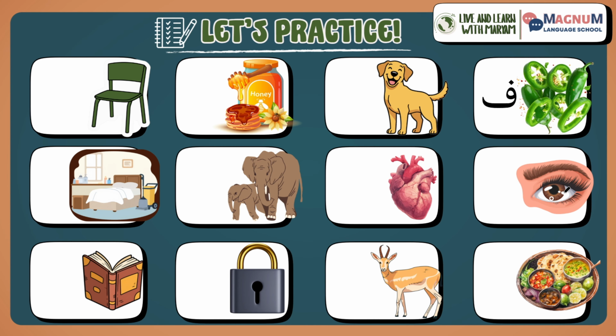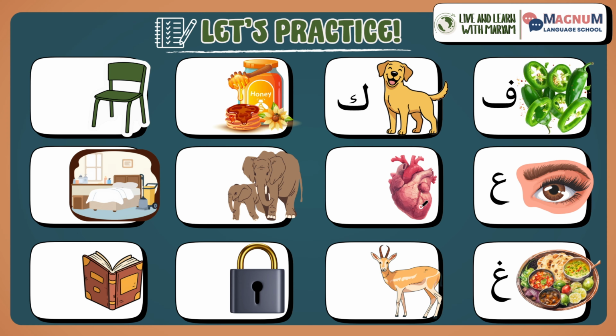Next we have eye. Aynun with ayn. Okay. Next picture is a food. Remember the word for food? Ghiza'un. Very good. Ghain for ghiza'un. Next picture is of a dog. Do you remember the word for dog? Kalbun. Kaaf for kalbun.